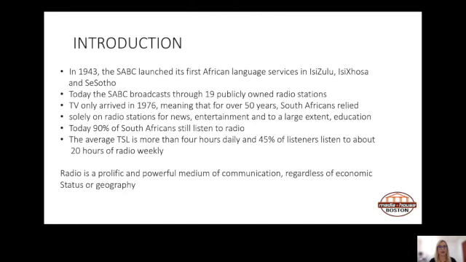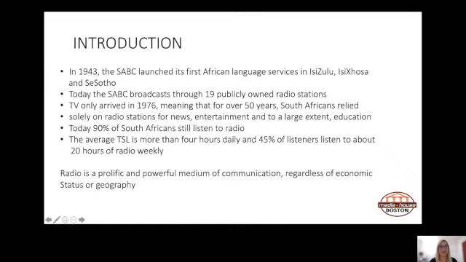That went on for a couple of years. And then in 1943, they decided that we need different languages to broadcast in. The SABC launched its first African language services in isiZulu, isiXhosa, and Sesotho. And today they have 19 publicly owned radio stations. I'm not sure if you're aware that they had that many, or if you know what they are.